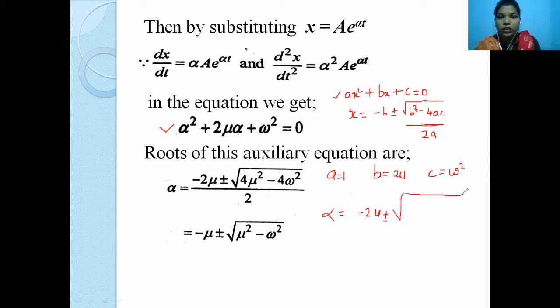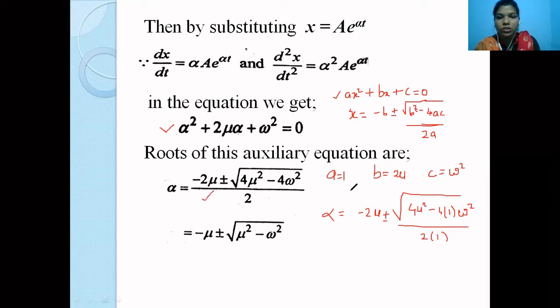B square is 2 mu, so 2 mu, 4 mu square. I'm just squaring b. It is 4 mu square minus 4, a is 1, and c is omega square. Upon 2a, and again this 2 and a is 1. So this is all I'm going to get: minus 2 mu plus minus root of 4 mu square minus 4 omega square upon 2.